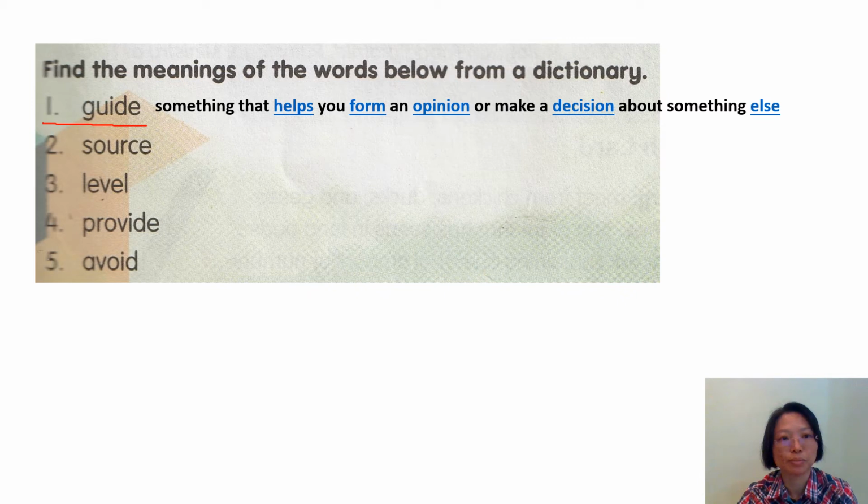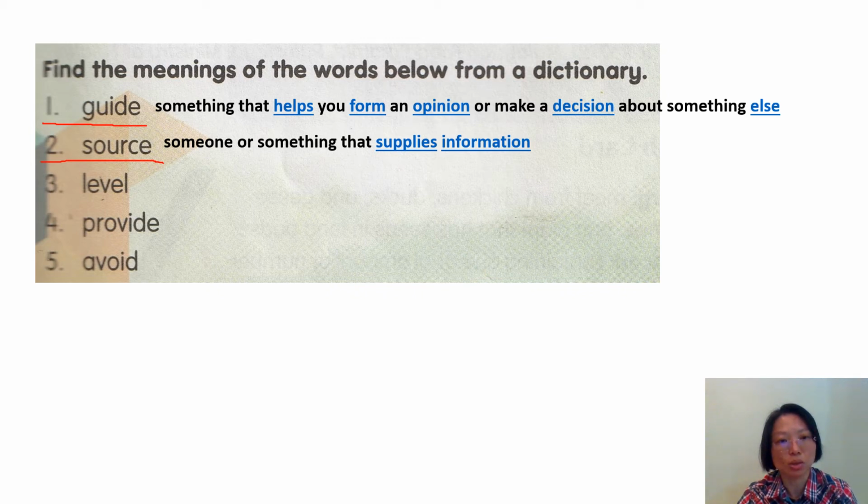Now let's look at the second word, source. What is source? Source is someone or something that supplies information. So where do I get all this meaning for these words? Where is the source? The source is from the internet. Where did I get the information? The source is from the internet, when I find all these meanings.